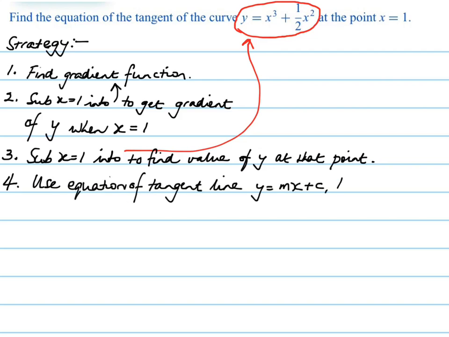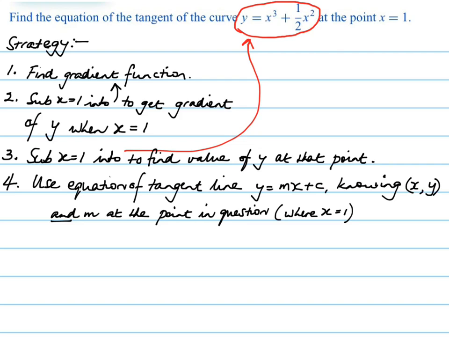And then, once we've got all that information, we have our knockout punch, which means we're going to use the equation of a line, e.g. the tangent line, y equals mx plus c, knowing x and y because we found them in step 3, and we've got x because they gave that to us, that was 1, and then we found m in step 2, having found the gradient function in step 1. So that's mighty fine, so let's do it.